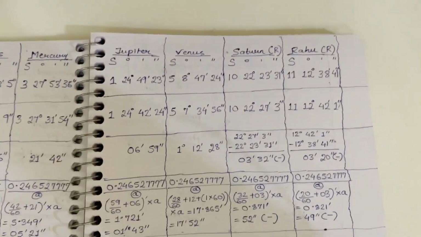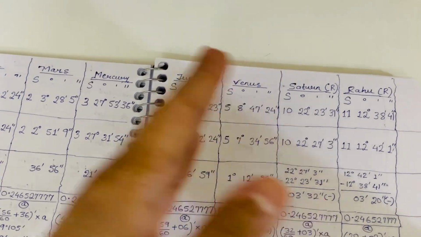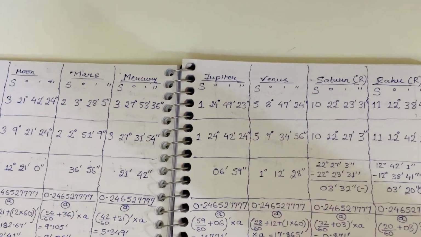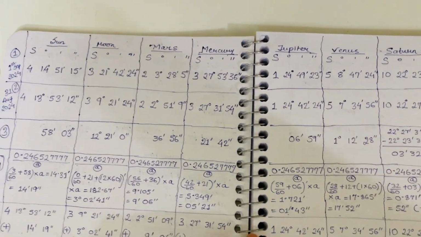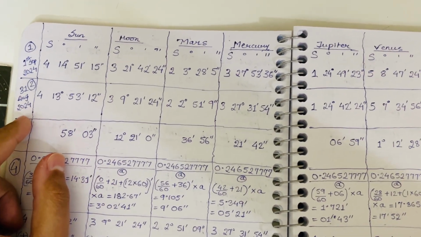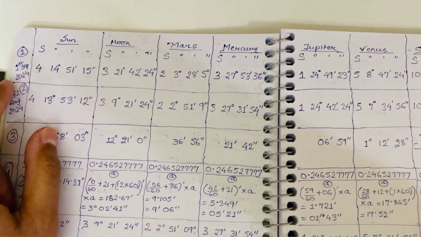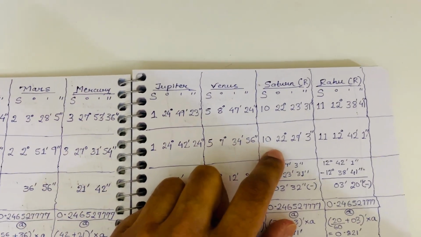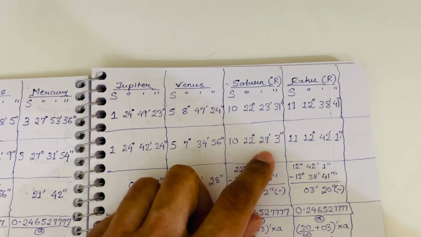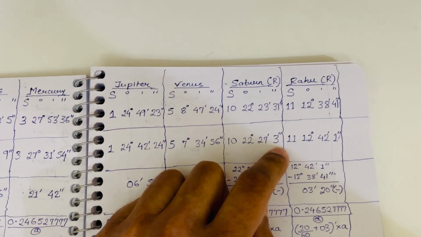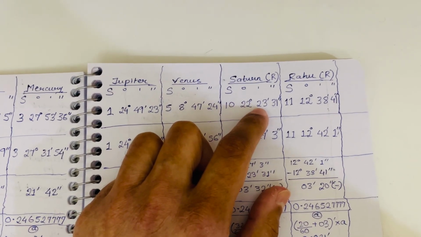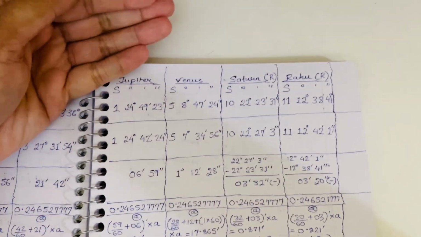What have you observed over here, which is different from all the other planets? From Sun to Venus, the Saturn value is a bit different. Why? Because for Saturn, the 31st of August 2024 value is greater than the 1st September 2024 value. Simple logical understanding. It is 22 degrees, 27 minutes and 3 seconds, and on 1st September it was 22 degrees, 23 minutes and 31 seconds. So it has moved back.